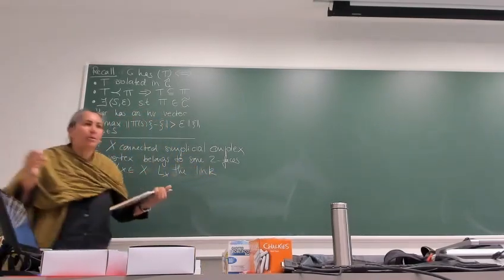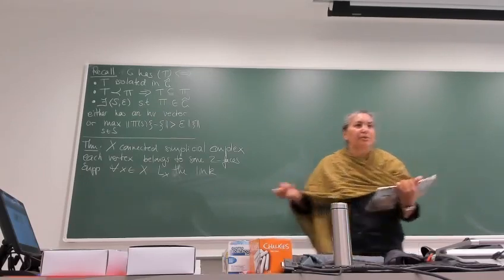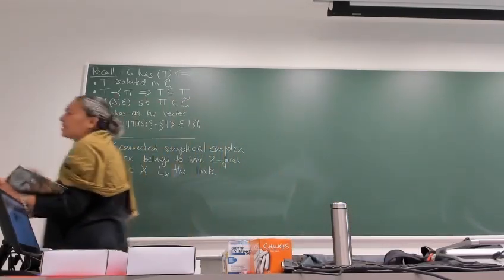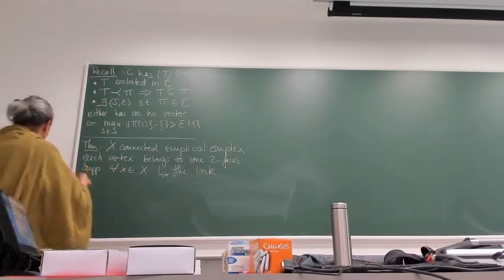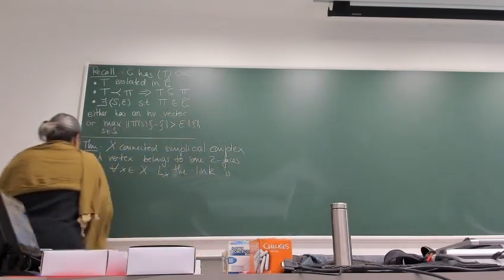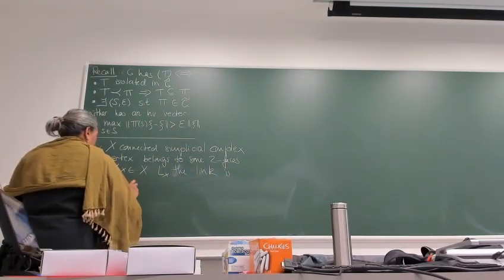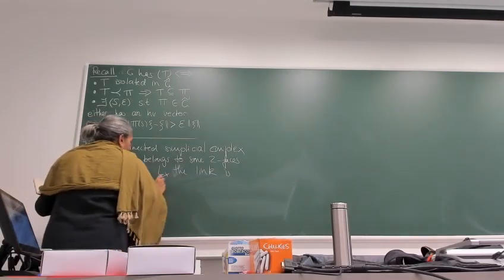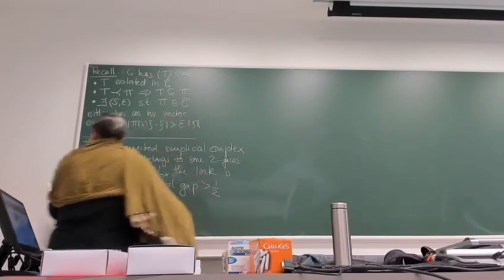So yeah, you probably know what the link is. Take a point and then take a little sphere and look at the combinatorial structure. You get a graph. Well, we got a simplicial complex, but let's take the one skeleton. It's a graph. You want it to be connected, and has spectral gap greater than a half.